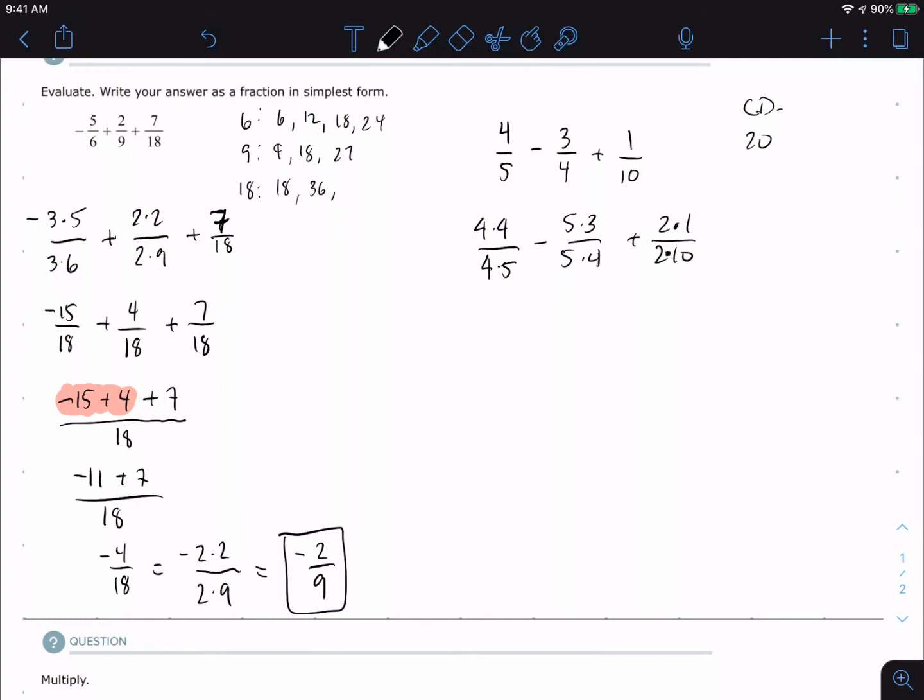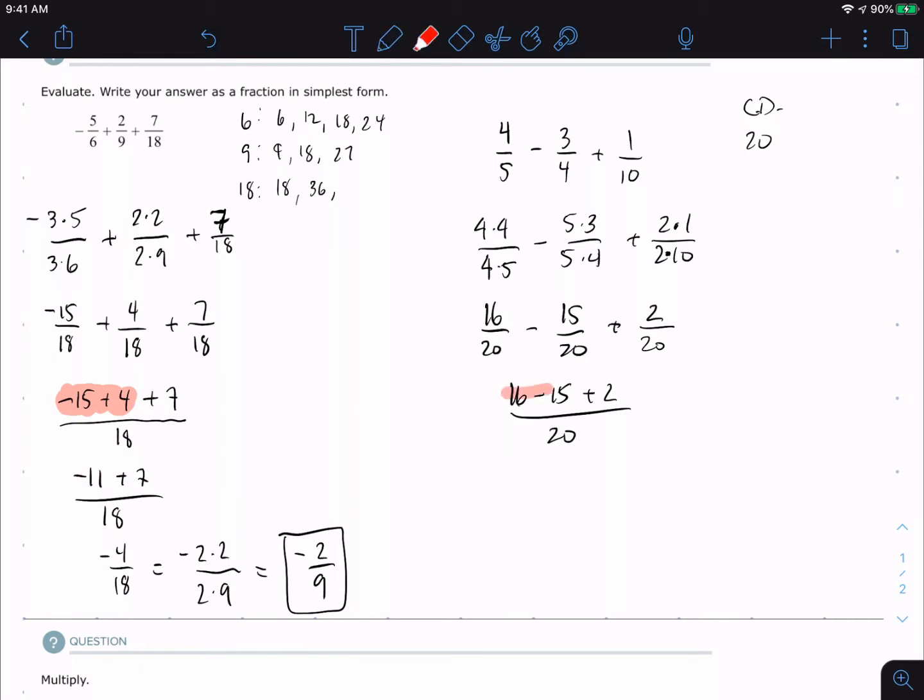And the reason I like to show this step is so everyone sees that I'm multiplying top and bottom by the same thing so that my fractions are staying the same. So I'm going to get 16 over 20 minus 15 over 20 plus 2 over 20. And then I'm going to go 16 minus 15 plus 2 all over 20.